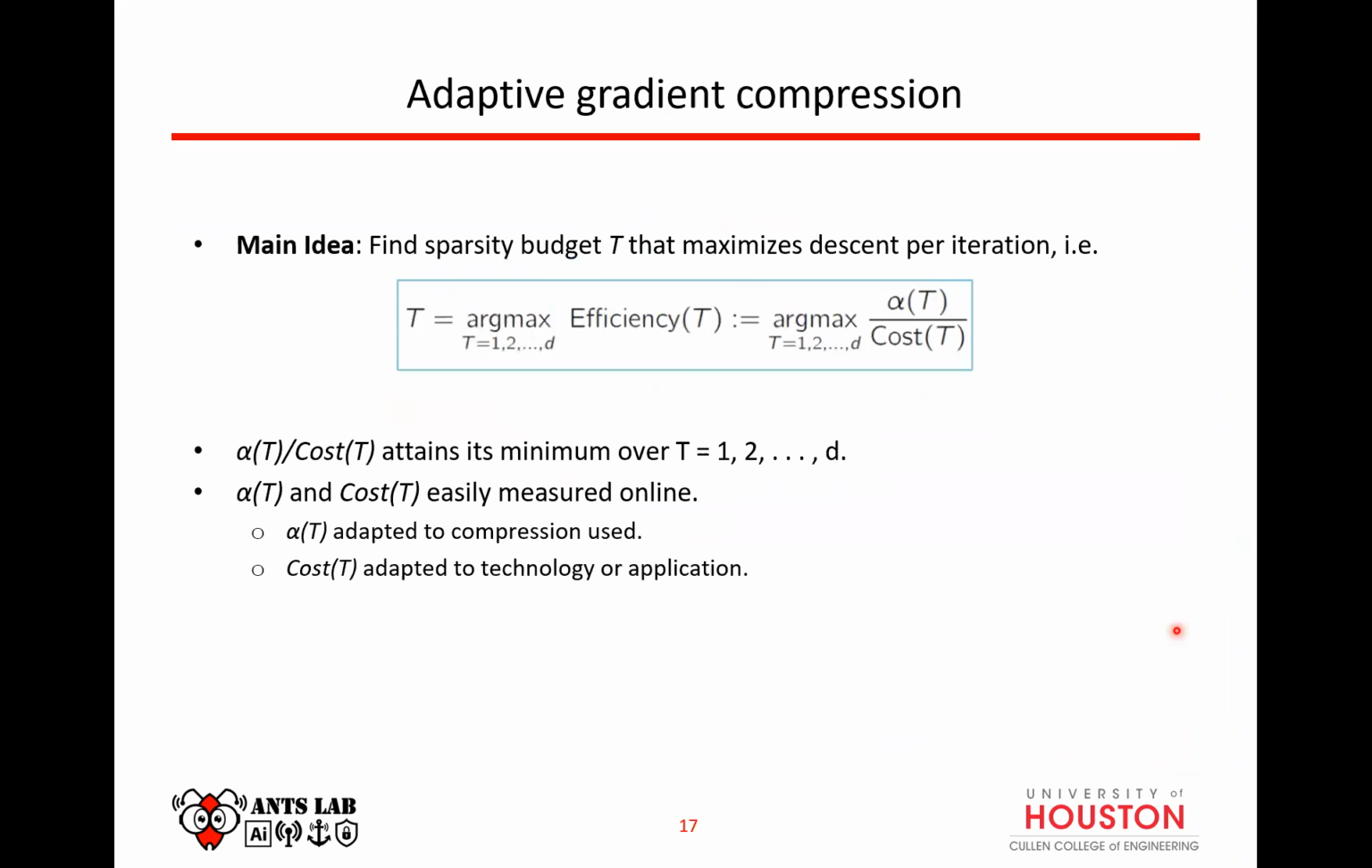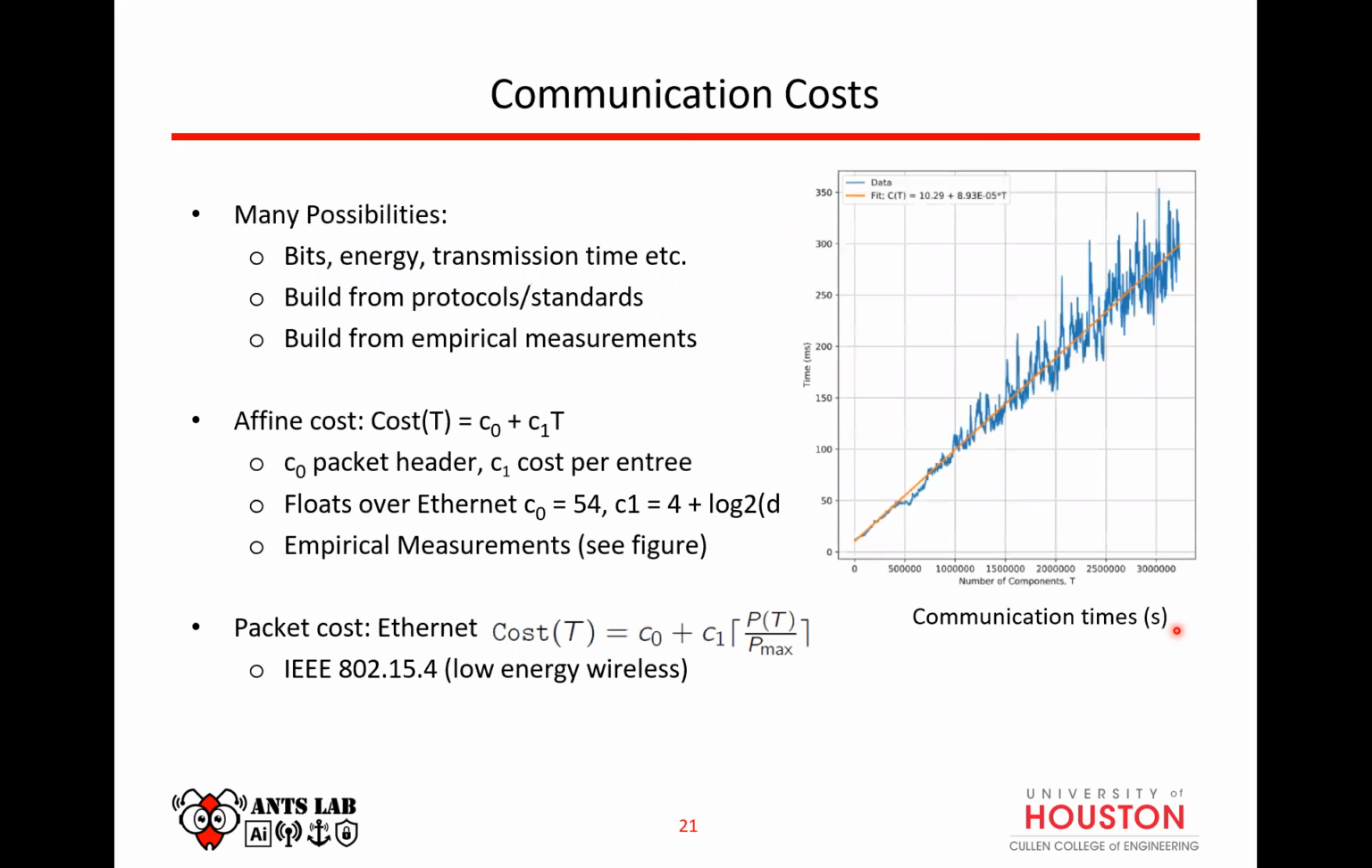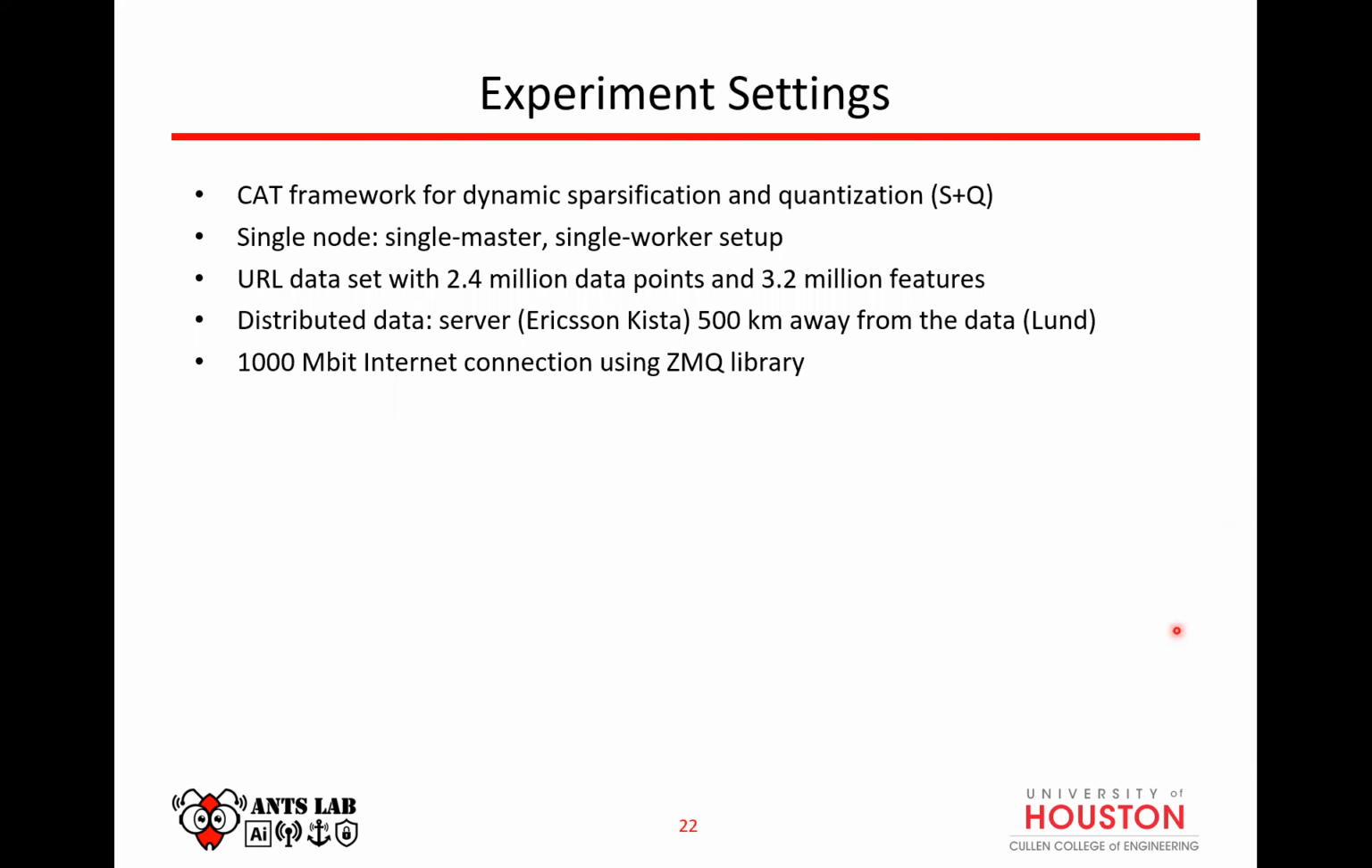So we were talking about the experiment. This paper, instead of doing simulation, does a real experiment. They consider two settings. One is a single master, single worker, a single node setting, and the other is a multi-node setting. In the single node experiments, they're using their framework, called CAT, basically compressive adaptive tuning.